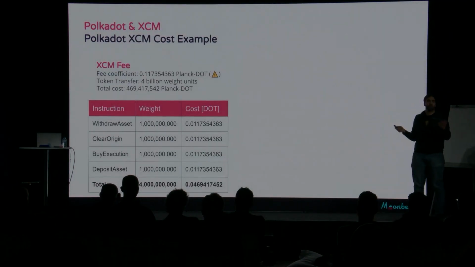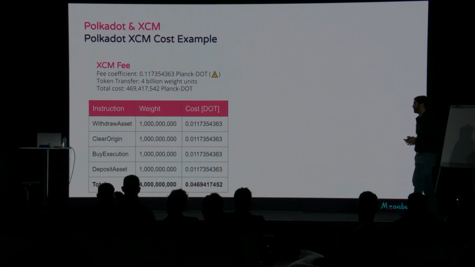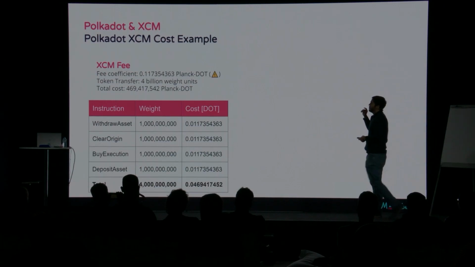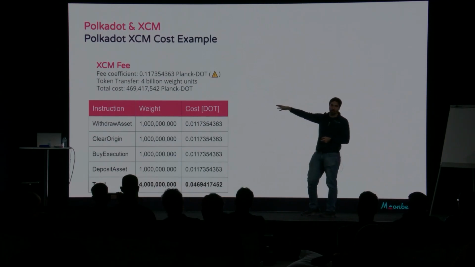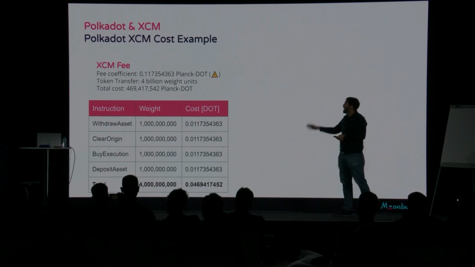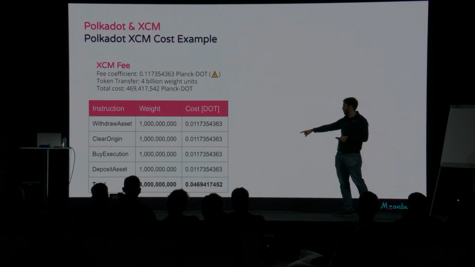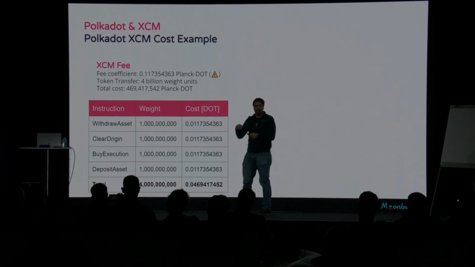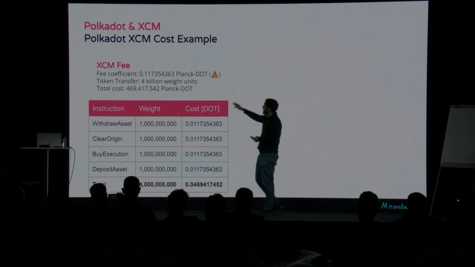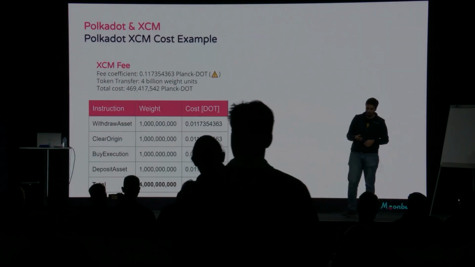So I brought some examples, right? I'm talking about numbers, but is this actually a representation of the truth? So remember that the fee coefficient on Polkadot is that amount. I put a warning because there's no decimals, but just bear with me. For this particular set of instructions, the weight is 4 billion, and this is the calculated XCM fee that I estimated just by doing a multiplication. And then we have more data like the total cost in Planck dot and so on.